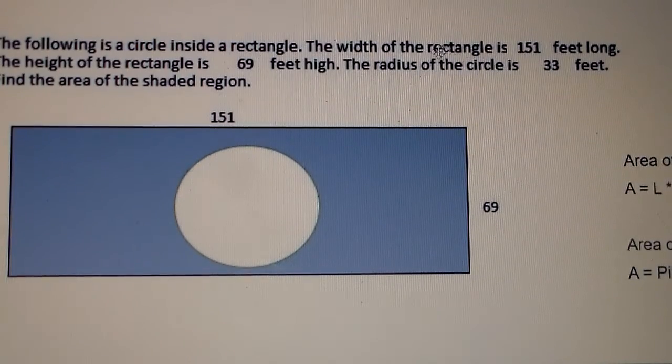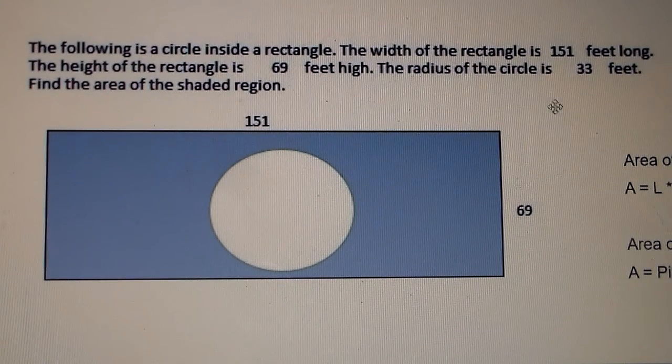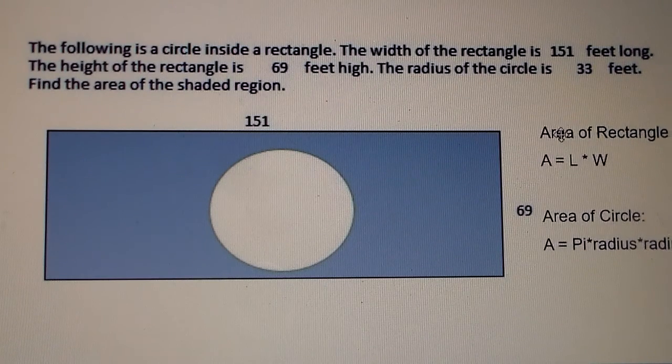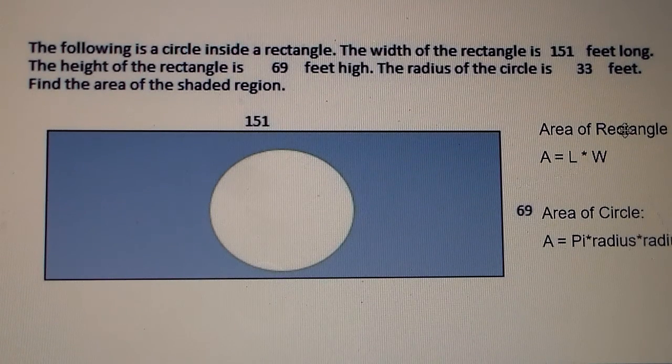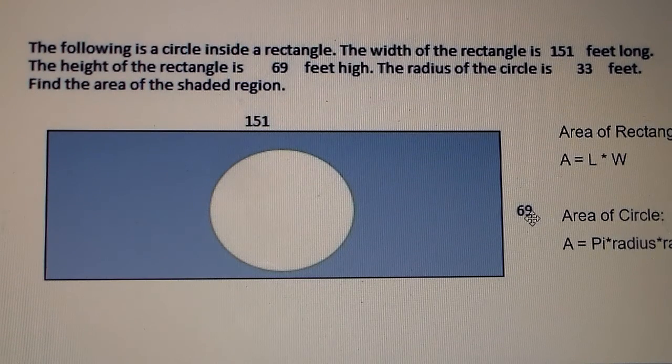Alright, another problem, the same concept. The following is a circle inside of a rectangle. So we've got the rectangle again, and the area of a rectangle is length times width. And the area of a circle is pi times radius times radius. The width of the rectangle is 151, the height is 69, and the radius of the circle is 33 feet. That's all the information we need to find the area of the shaded region.